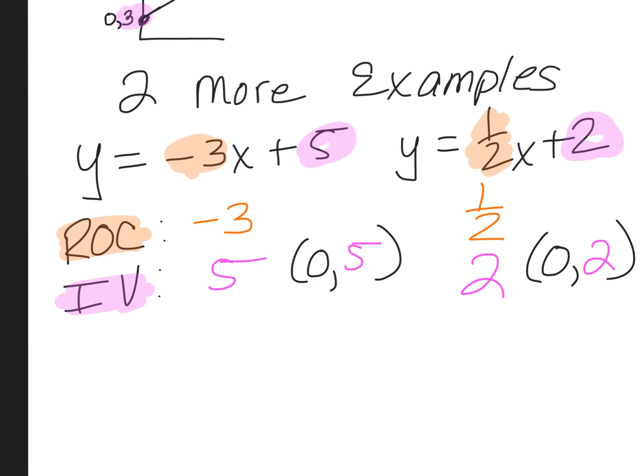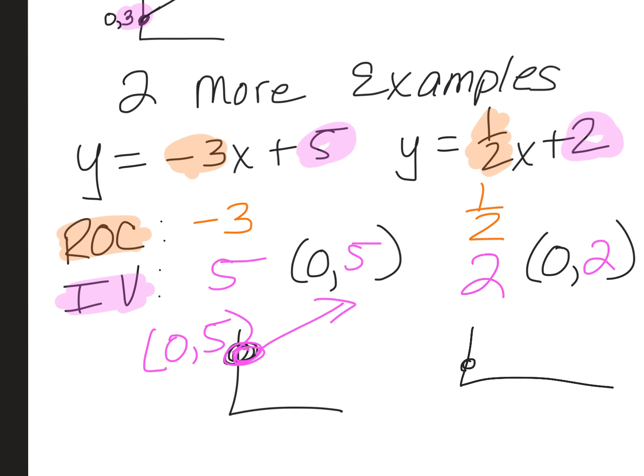Because if we were going to actually make a graph of it, this first one would be up at 0, 5, and then this other one would be at 0, 2. Oh, oops. That first graph is decreasing, isn't it? So it would actually start off there, and then it would decrease. And then in the second example, it would start right here at 0, 2. And then from there, it would increase.